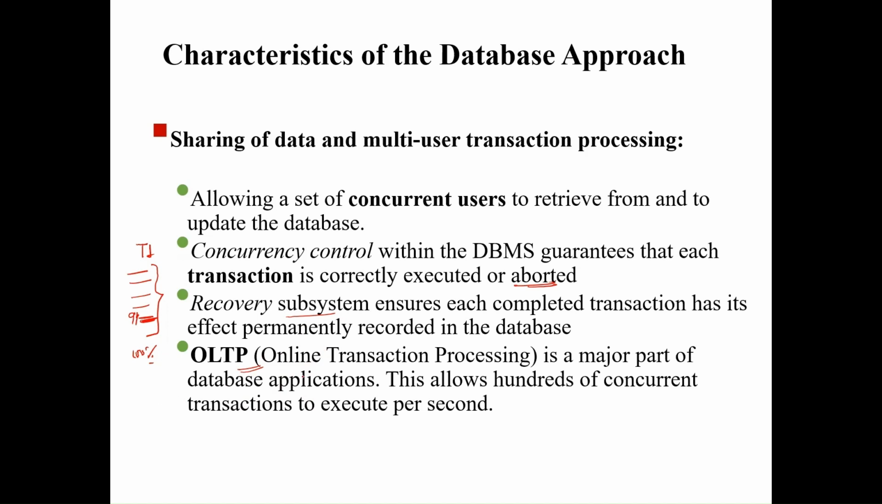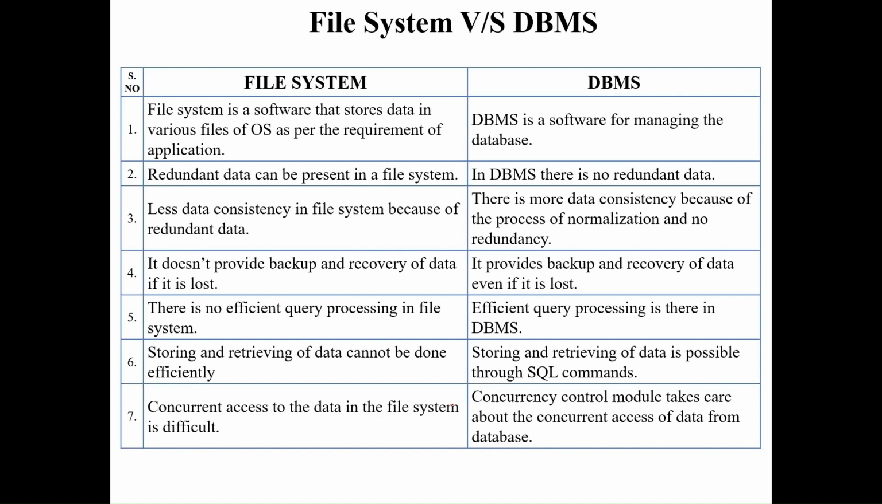For example, if I have 100 products and 90 products are sold today, it should be updated. So through a particular transaction, if 90 products are purchased by a particular customer, then only 10 products are left. In this way, we can say that it is online transaction processing.